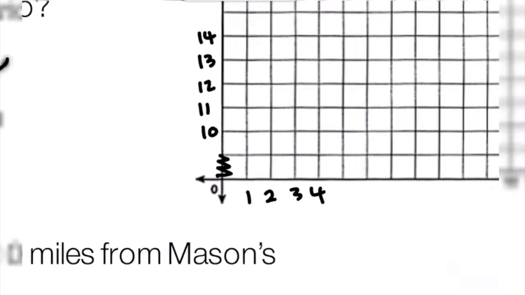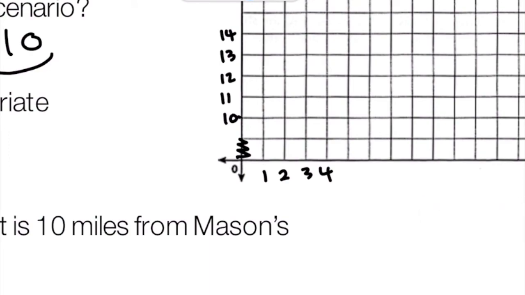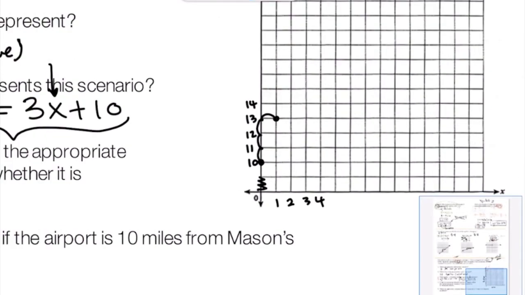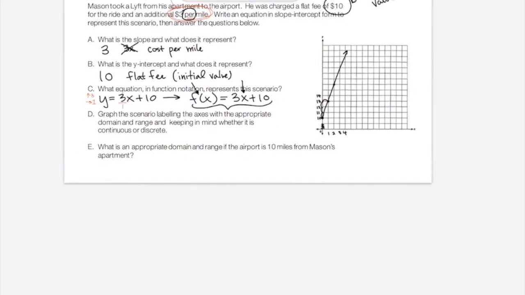Okay, now if we did the equation, it would look a lot nicer. So we can plot the y-intercept first, and then we're going to go up 3 over 1, up 3 over 1, and so on, okay? So now we've got our graph.